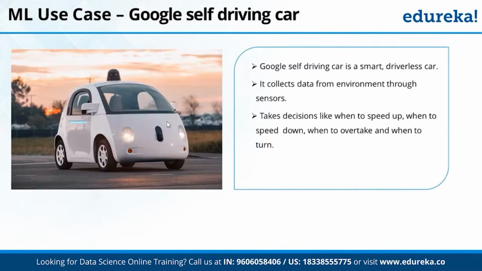Machine learning use cases. Google self-driving car. Google self-driving car is a smart driverless car. It collects data from the environment through sensors, takes decisions like when to speed up, when to slow down, when to overtake, and when to turn right. So basically, what this car actually does is capture images. Suppose the car is driving, it captures the images in front of the car, then it reads the image. Obviously a machine cannot read an image directly. We have to convert it to numbers.